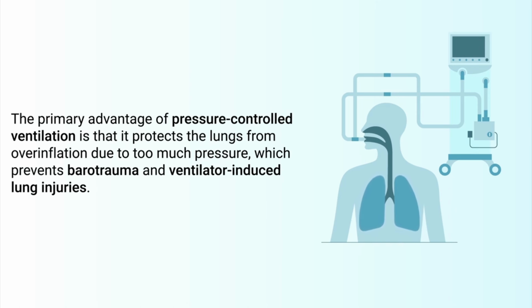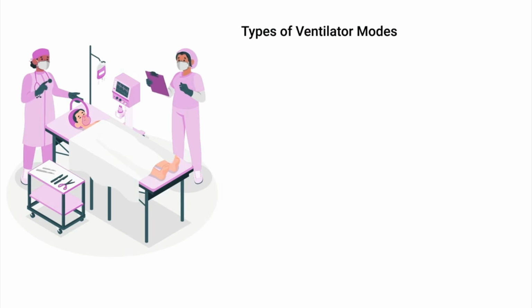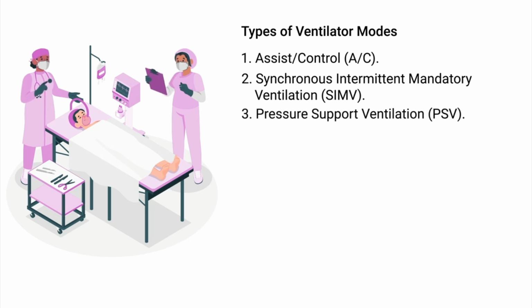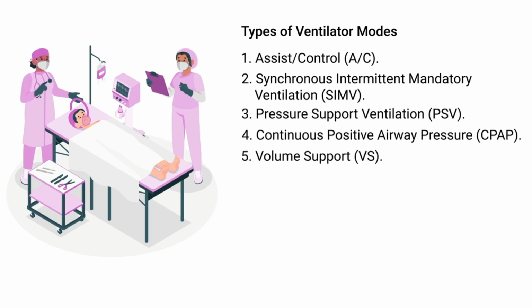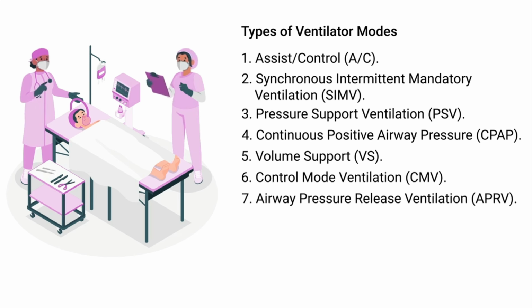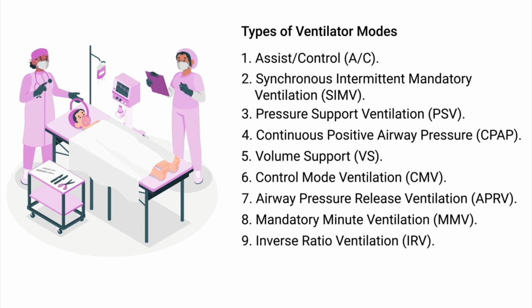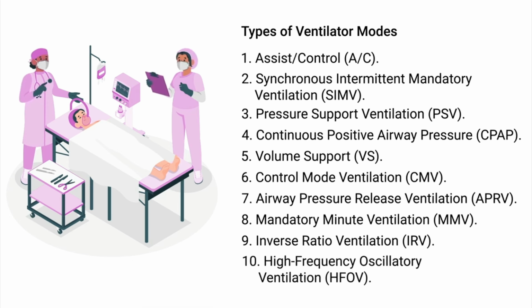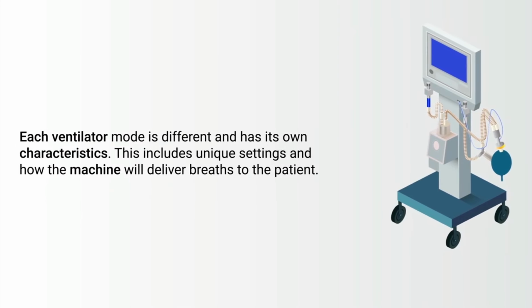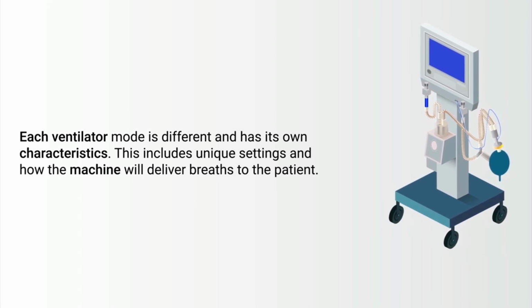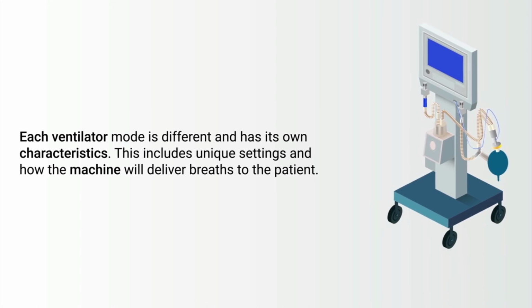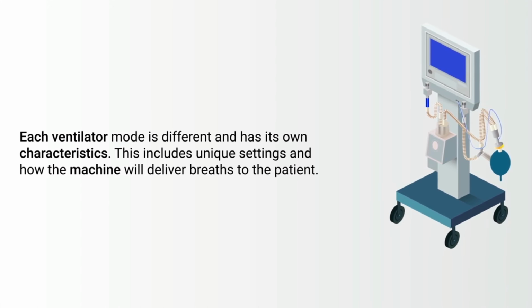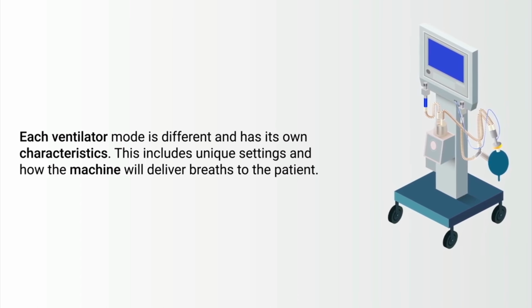Now it's time to dive deeper into the different types of ventilator modes, including assist control, SIMV, pressure support, CPAP, volume support, control mode, airway pressure release ventilation, mandatory minute ventilation, inverse ratio ventilation, and high-frequency oscillatory ventilation. Each mode is different and has its own characteristics. This includes unique settings and how the machine will deliver breaths to the patient. We have a separate video that covers all the ventilator modes in more detail, so definitely check that out if you want to learn more.